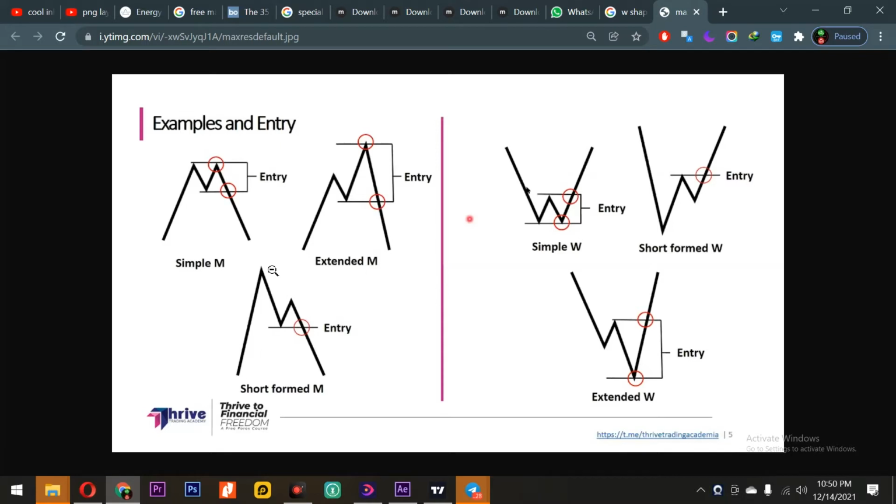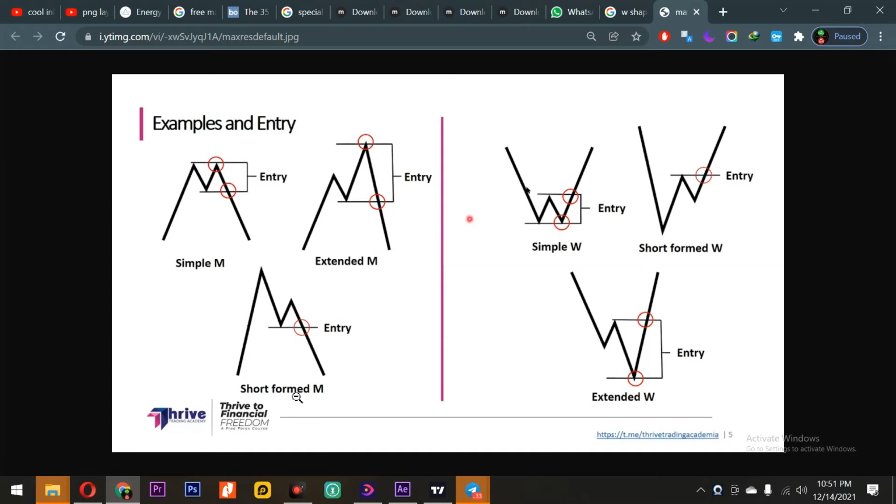And here is another simple M pattern. That's an extended M, and this is a short formed M. Just memorize the names. Here is a simple M pattern, just like we saw before that I showed you. Here is extended M. So the second wave of the M is extended and rejected from another resistance, came back down, broke this previous support or retest, and then we can enter.